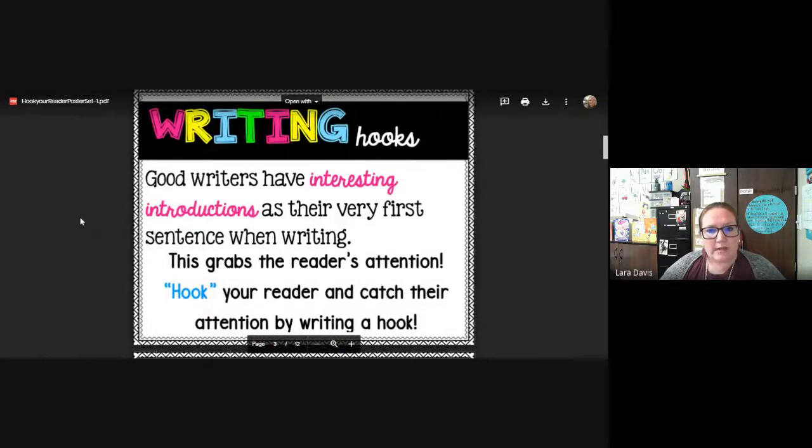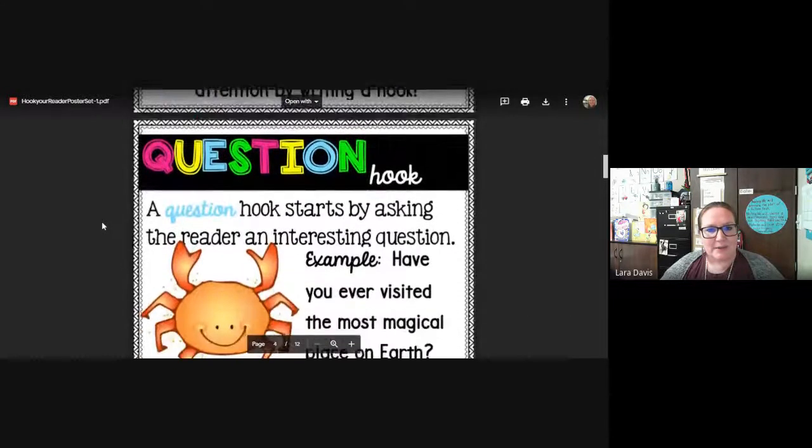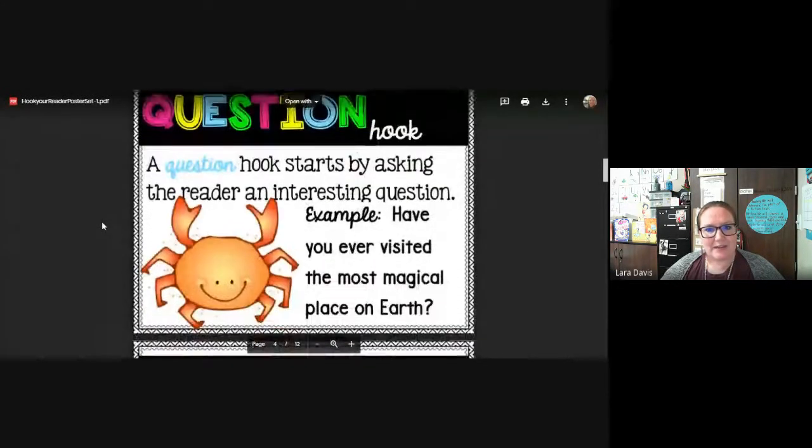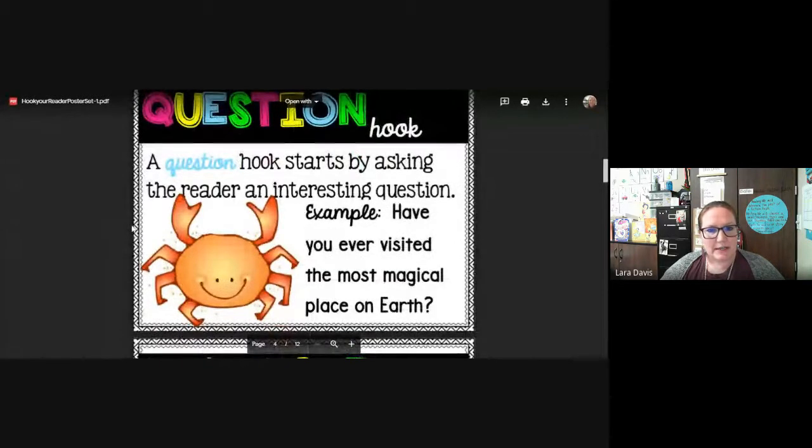Good writers have interesting introductions as their very first sentence when writing. This grabs the reader's attention. Hook your reader and catch their attention by writing a hook. And then, of course, since we're talking about a hook, that makes everybody think of some fish and sea creatures. So they give some examples of different kinds of hooks that you could use in your writing.